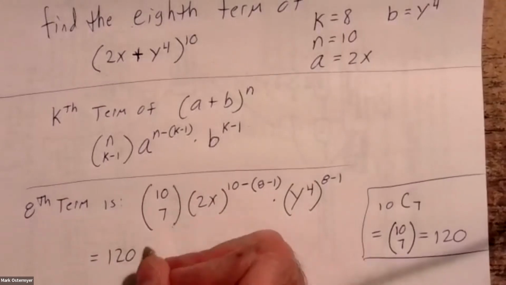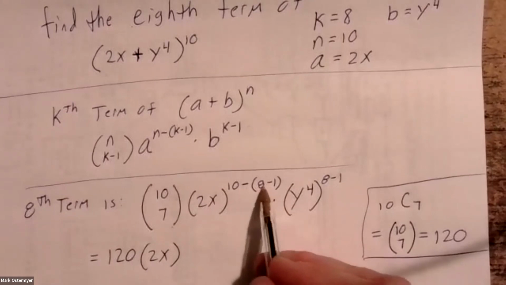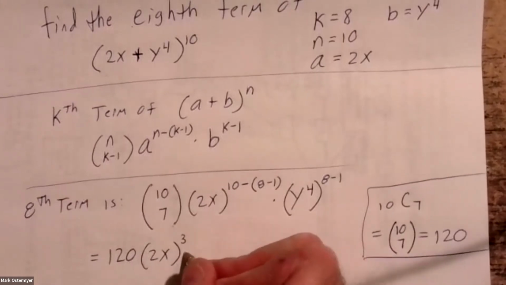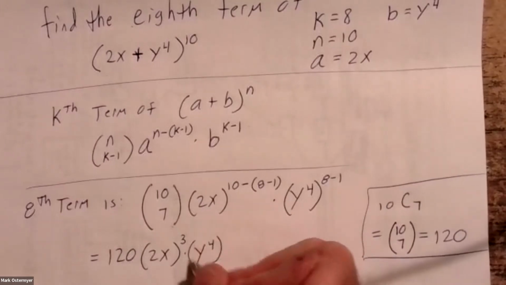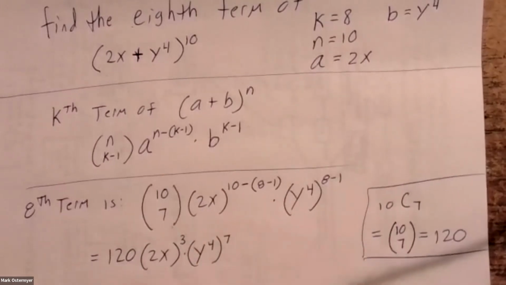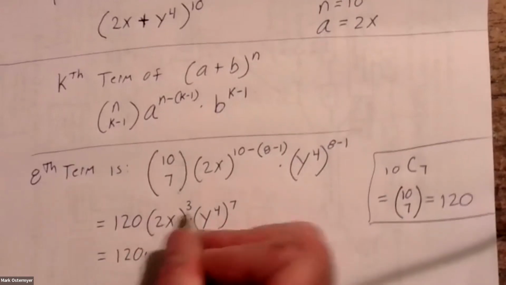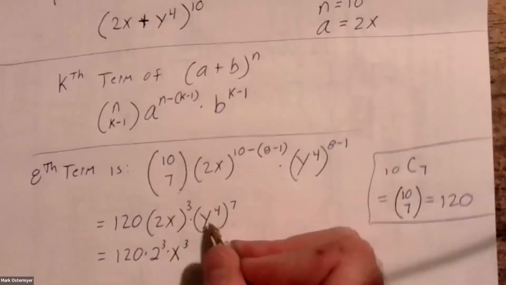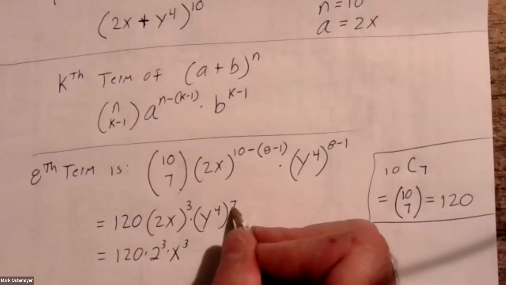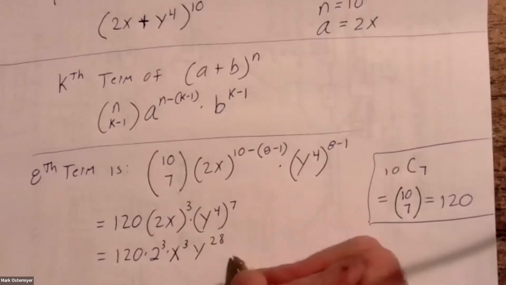Now this is going to be 2x raised to what power? What is all this simplified to? We got 10 minus 7, which is 3. That'll be the 3rd power. And this is going to be y to the 4th power raised to the 7th power. We're getting closer to our 8th term here. Our 8th term is 120 times 2 to the 3rd power times x cubed. And this is going to be y to the 4 power raised to the 7th power, which is y to the 4 times 7, or y to the 28th power.